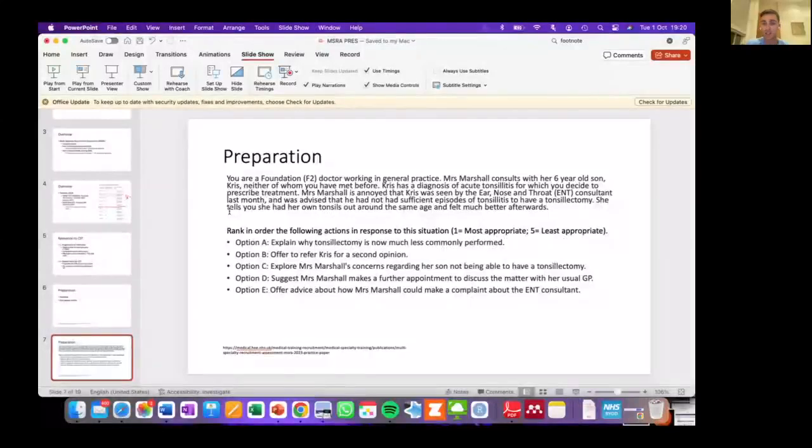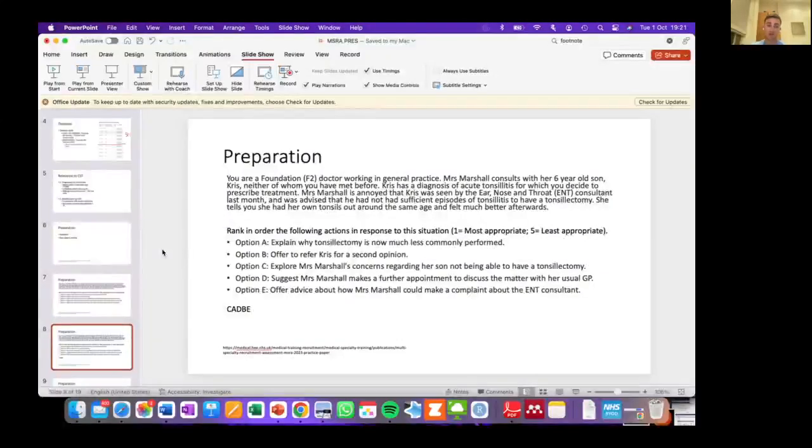So I hope everyone's had a chance to look at it. It's basically a question surrounding how you approach a patient who's a bit dissatisfied with their care and how you'd approach it. With all of these questions, there's a basic logic to it, which is generally exploring opinions and exploring ideas is the most appropriate thing to do. The least appropriate thing to do is to be rude or go straight towards complaint. So the answer option they've gone for here is CADBE.